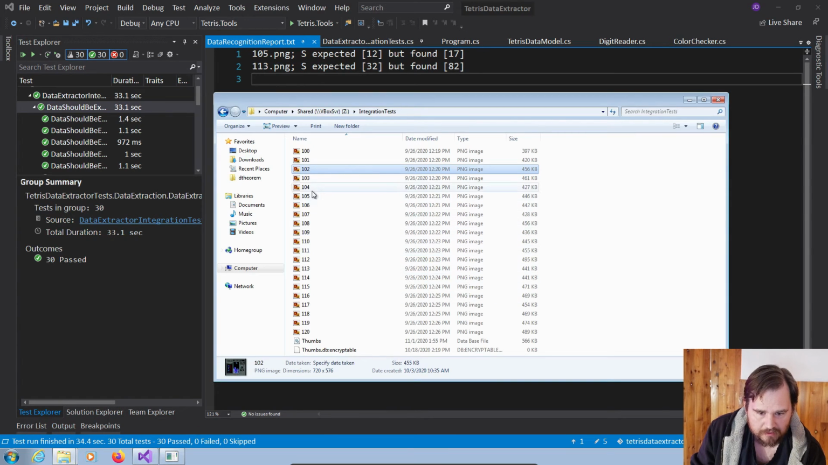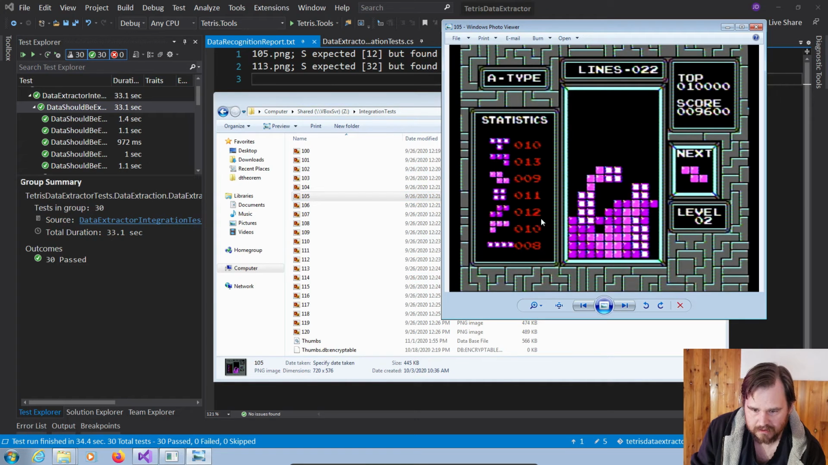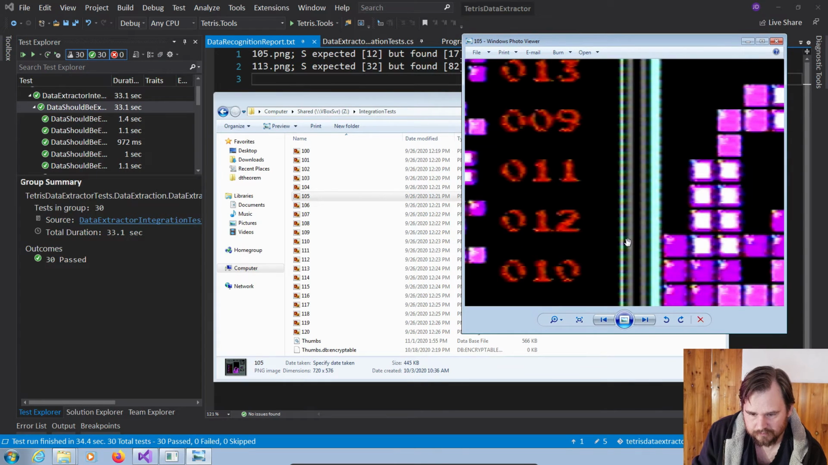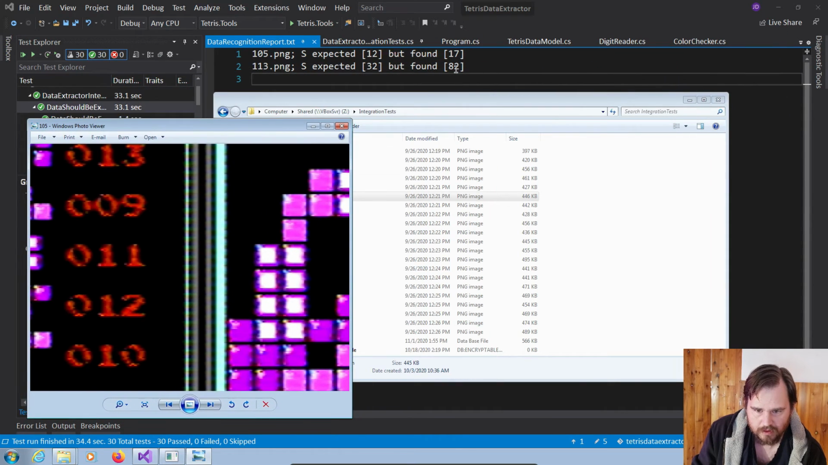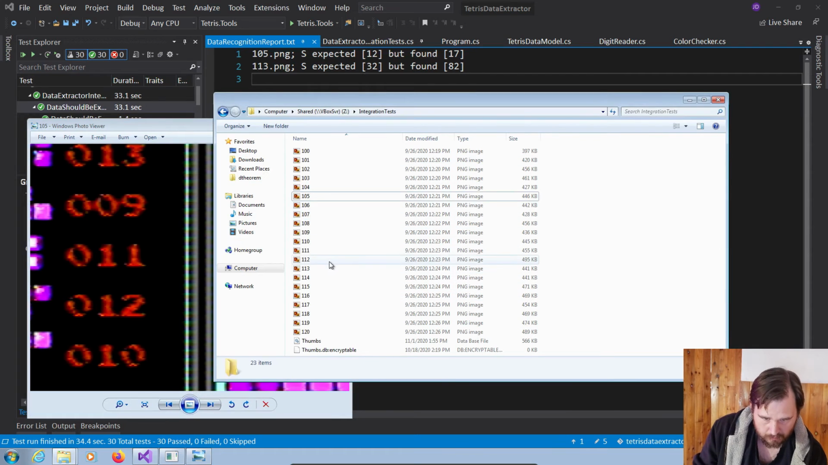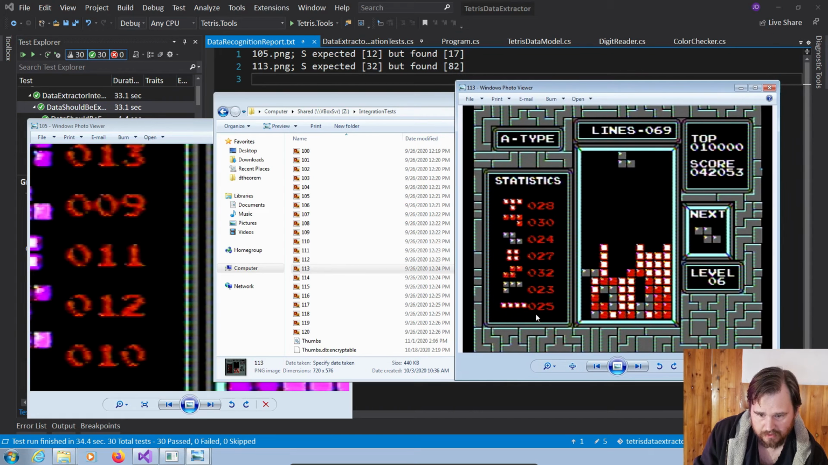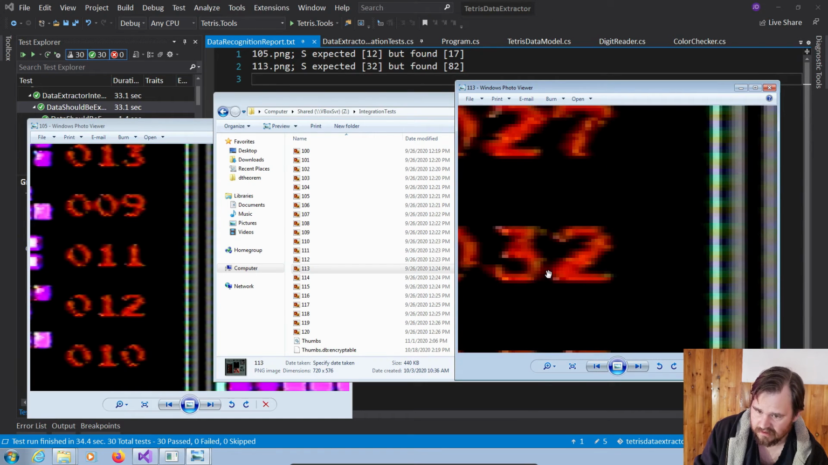I want to look at 105. The S. Expected 12, but found 17. That, I think we had an issue with before. Okay, and then in 113, we expected 32, but we found 82. Again, I can't fault it for that. Look at that terrible 3.